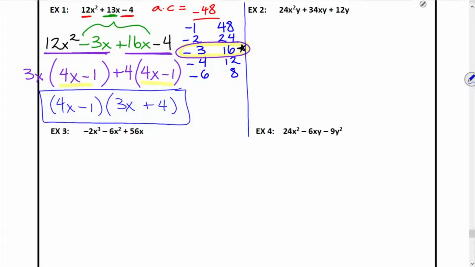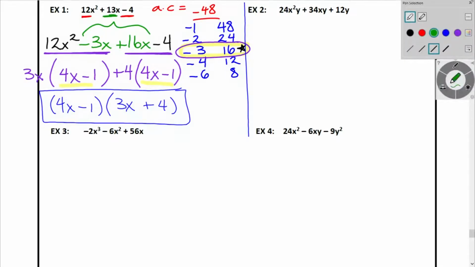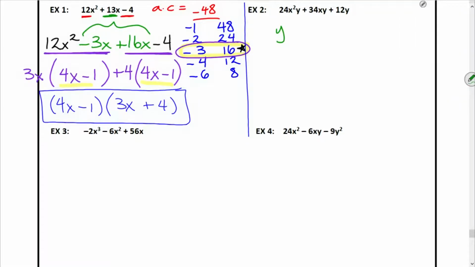Is there a GCF? 24x squared y plus 34xy plus 12y. Well, first of all, there's lots of variables in that. It looks like there's a y in every term, so that's part of my GCF, this y. And then the numbers 24, 34, and 12, those are all even at the very least. So it looks like 2y is going to be my GCF.